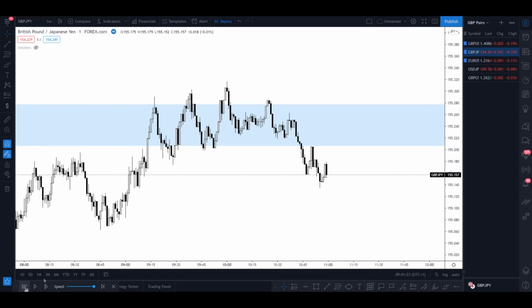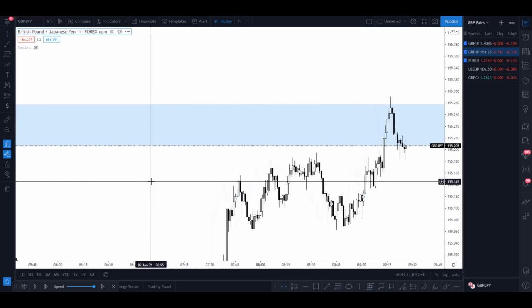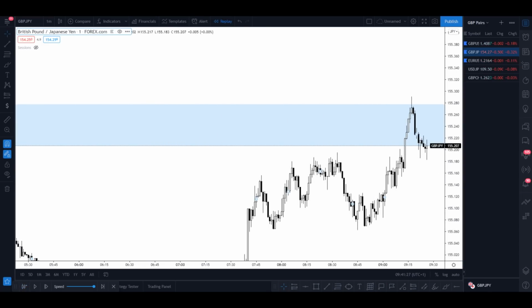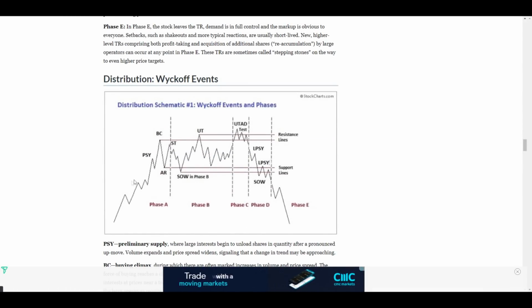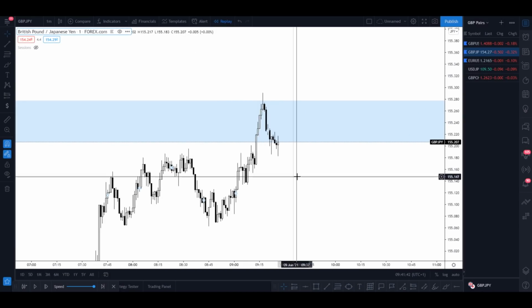What I'm seeing is Wyckoff. Now I'm not going to make this confusing. I'm going to keep this as simple as possible. Let me actually open up a Wyckoff distribution, and boom, let's look at this. We have our PSY, BC, AR. Let's look at our PSY, BC, AR.